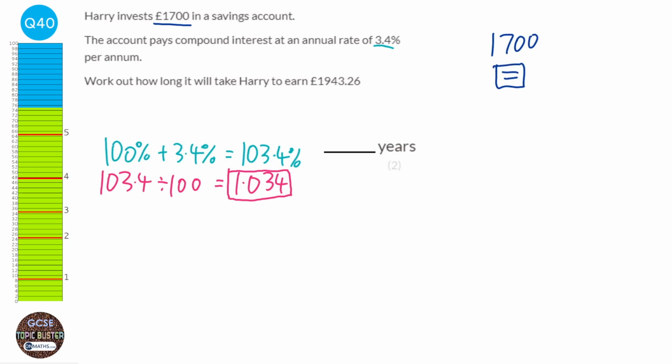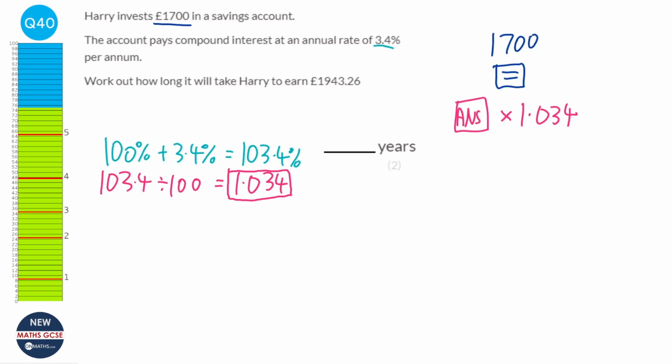Then, every time we press the ANS button, it's going to remember what the current number is, and we're going to then times that by 1.034. So at the moment, the current number stored in memory is the 1,700, times by 1.034 will increase the 1,700 by 3.4%. Press it once, and it gives us £1,757.80. Now, when we press it again, that would be after the second year.